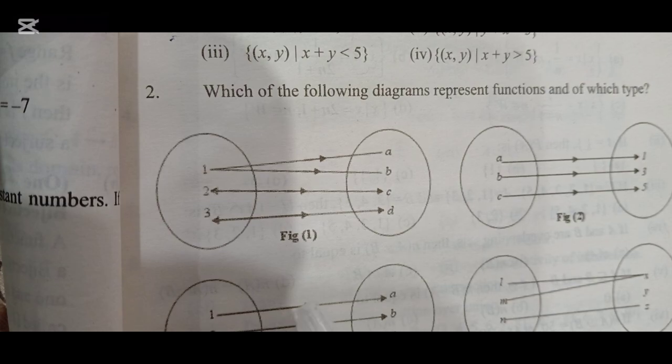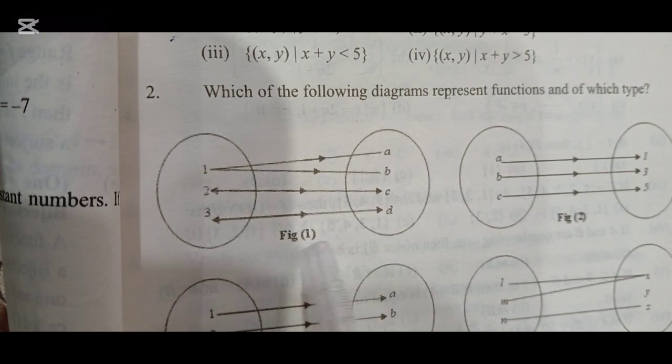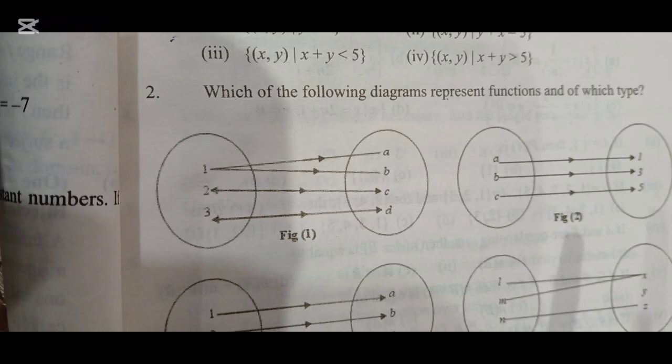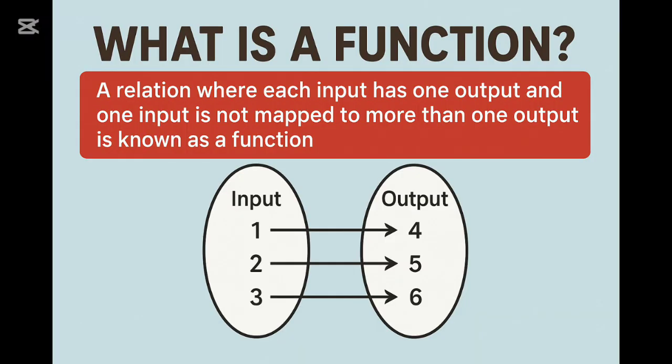Before starting the explanation of the diagram, we just have to understand first what is the function. A function is a relation where each input has one output, and one input not mapped to more than one output is known as a function. मतलब ये है कि हर इनपुट की एक आउटपुट होती है. If any input have more than one output तो वो फंक्शन नहीं होता. Means that every input should not have more than one output. If any input have more than one output, then it's not a function.